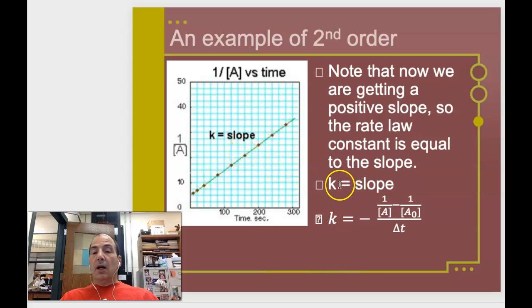By slope, again, we're talking about 1 over the concentration at some point minus 1 over the concentration at an earlier point, over time. So that's a little bit more complicated to work with that way. But we'll come back to it.